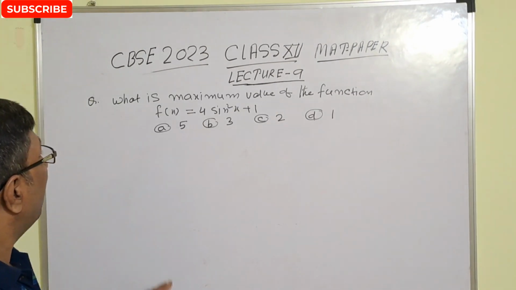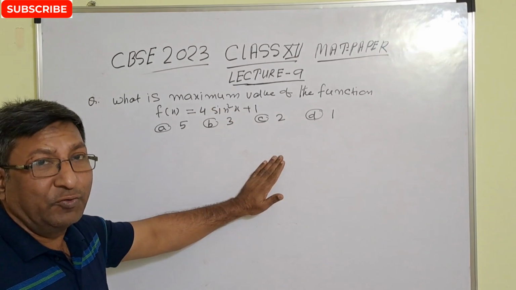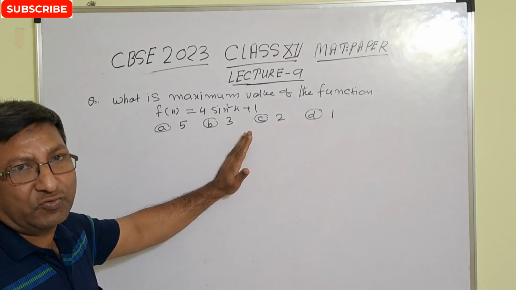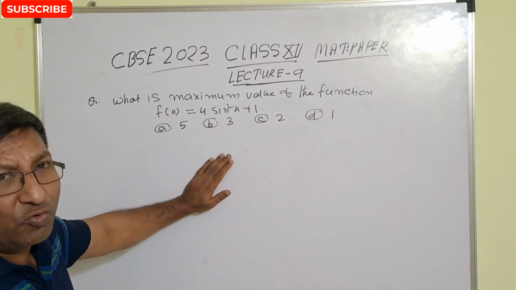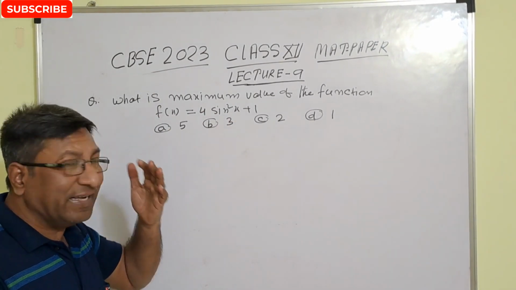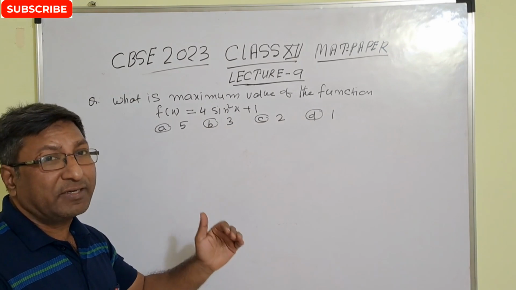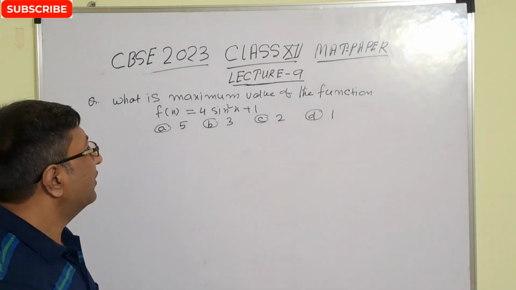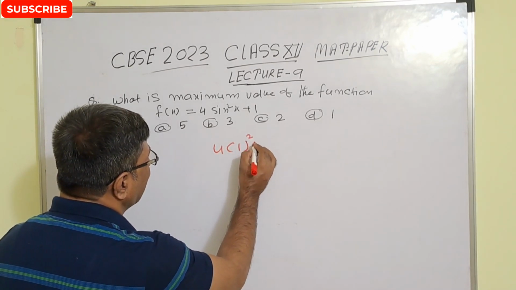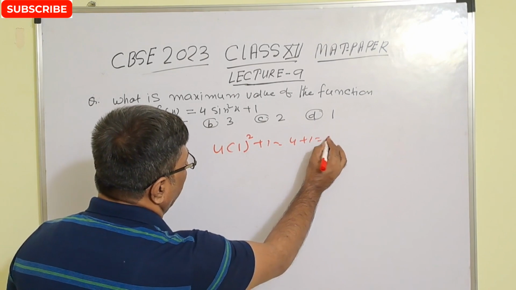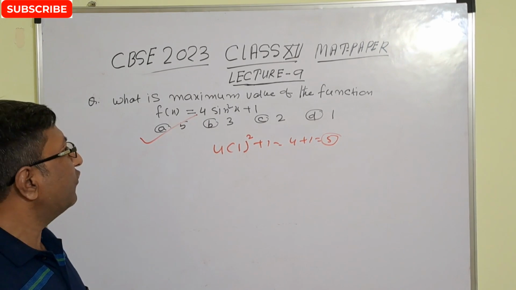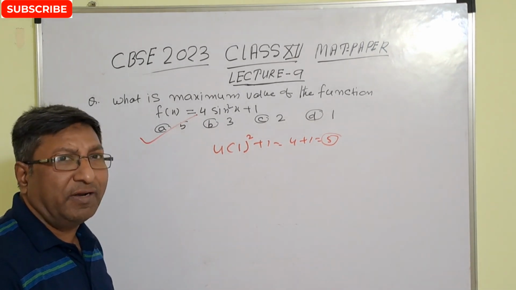Let us see the question. What is the maximum value of the function f of x equals 4 sin square x plus 1? For this type of question, there are so many methods, but the very simple technique is what? You know the value of sin x lies from minus 1 to 1. So the maximum value of sin x is what? 1. So we can find our answer directly: 4 into 1 square plus 1. That is 4 plus 1, 5. So our correct answer is what? 5. So we can solve this type of question by this simple technique.